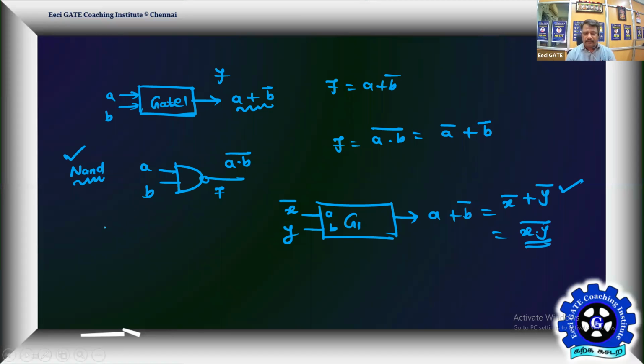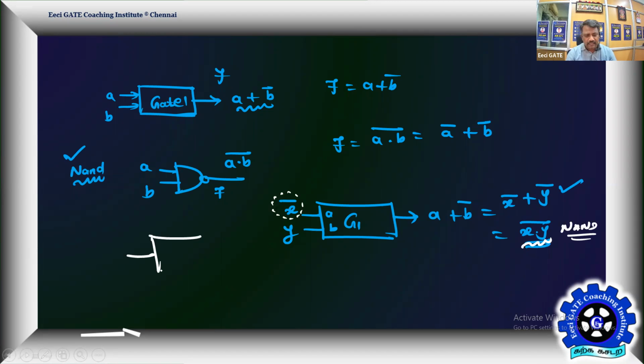So NAND can be implemented, but the problem is I have X bar. How to implement this X bar? You have to think how to implement this X bar. If I implement this X bar, it is possible to generate X dot Y whole bar. Then this is a NAND function. Then how to implement X bar?